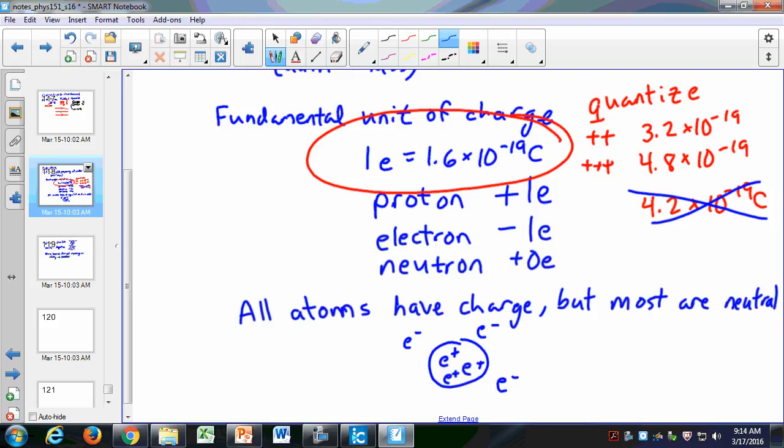3.2, 4.8, 4 times this, 5 times this, 6 times this value. You follow what I'm saying? You can only have values for the charge that are equal to plus or minus 1e, plus or minus 2e, plus or minus 3e, and on, 4e, 5e, 6e. Charge is quantized. It only comes in particular quantities.